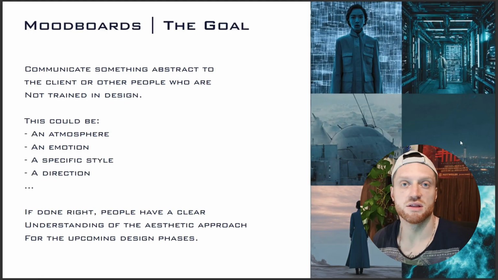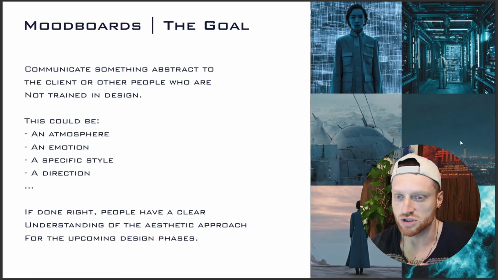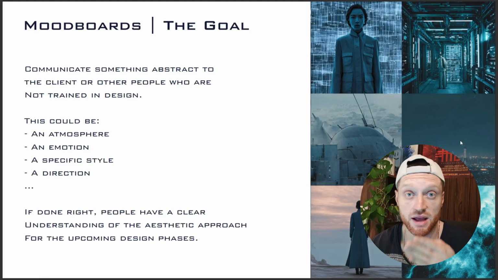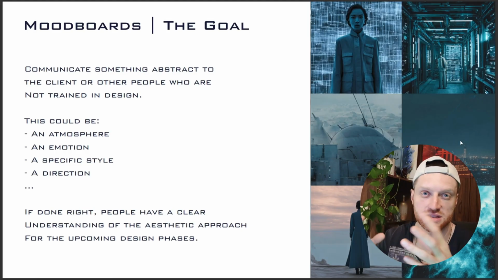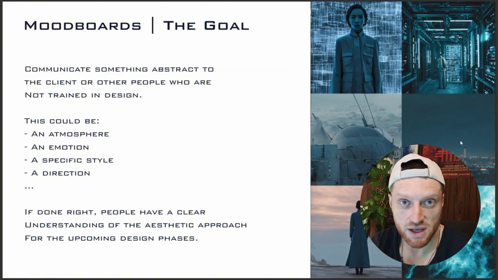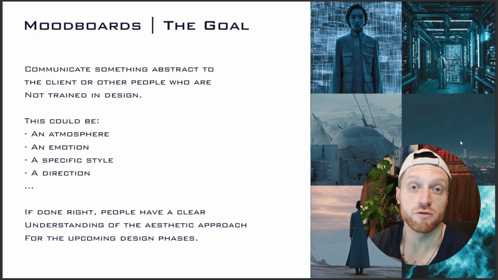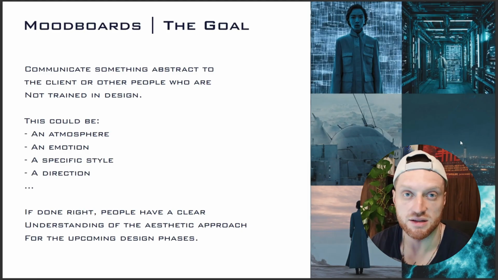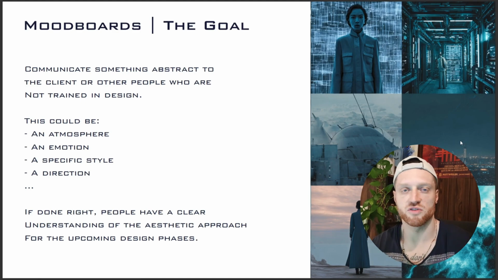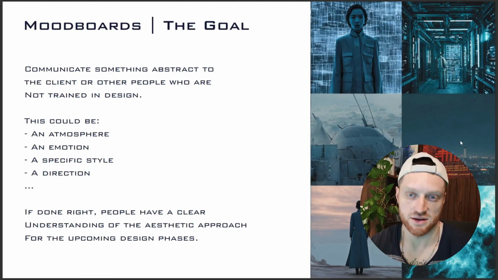So we use the strength of multiple images together to convey a feeling, an atmosphere, an emotion, a specific style, a direction. All these things are very vague and abstract, but with a moodboard we are able to convey the message nonetheless, even to a person that has no formal training in aesthetics and design. So this is the main purpose of moodboards: communicate vague and abstract ideas clearly to somebody else.